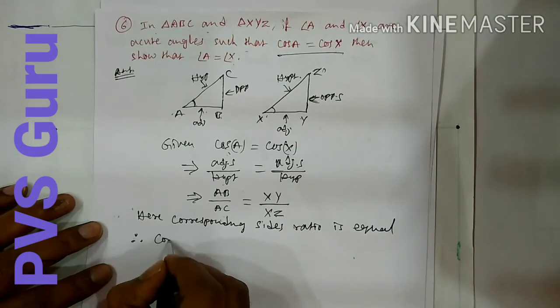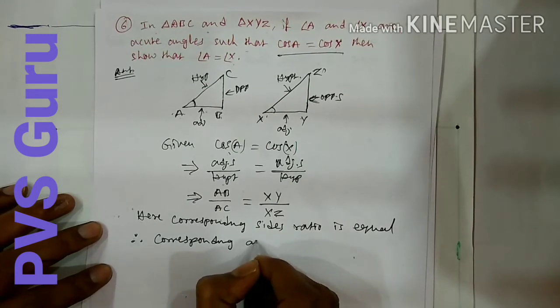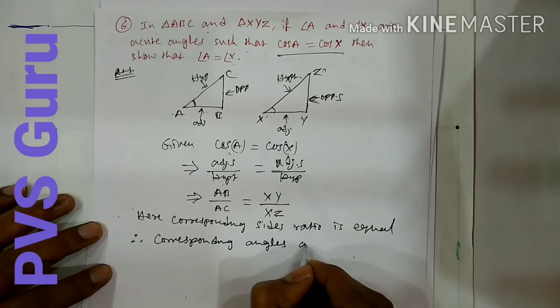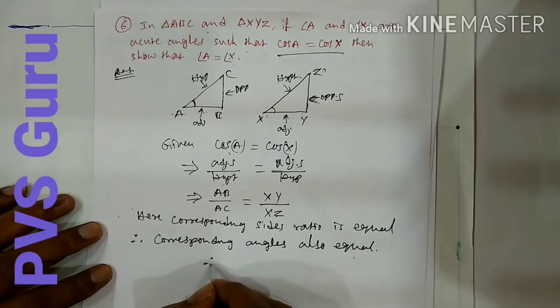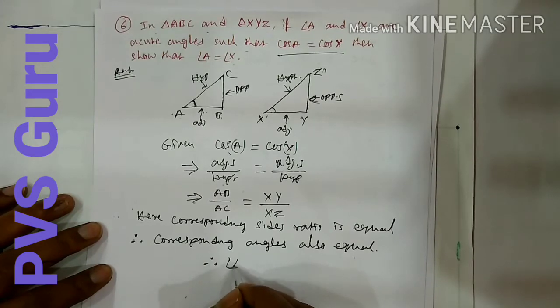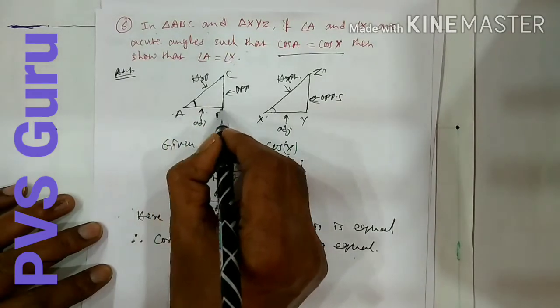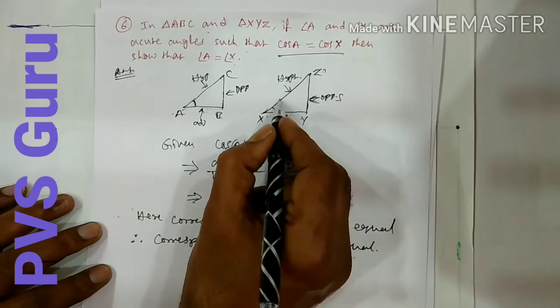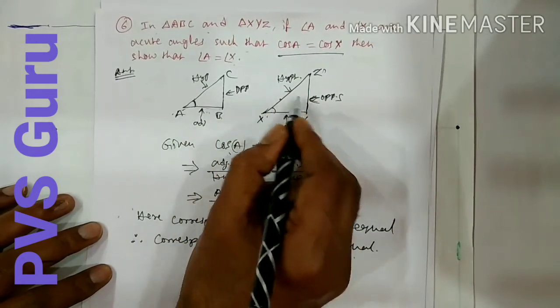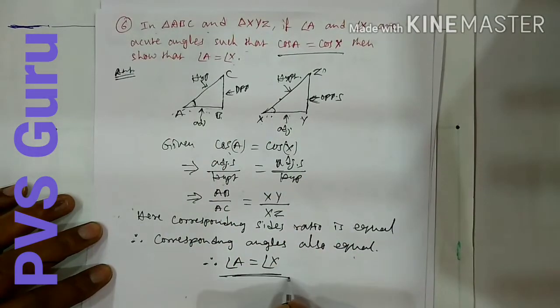Therefore the corresponding angles are also equal. So angle A is equal to angle X. Here the corresponding sides, base is equal to base and hypotenuse is equal to hypotenuse. If these two are equal, the third side is also equal. So therefore angle A is equal to angle X.